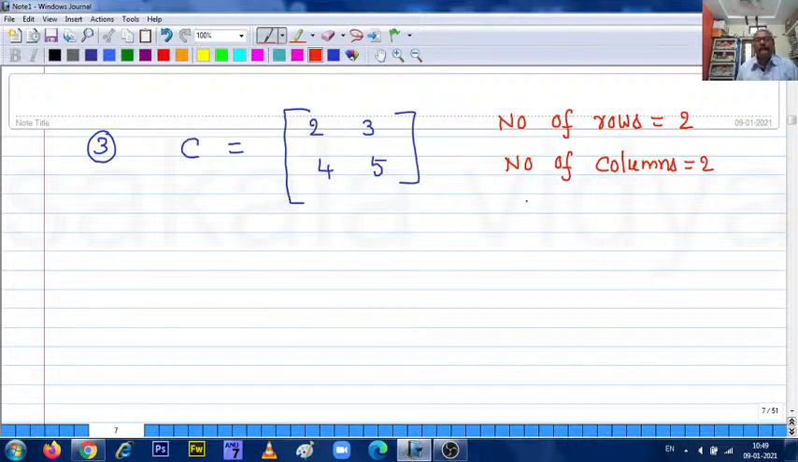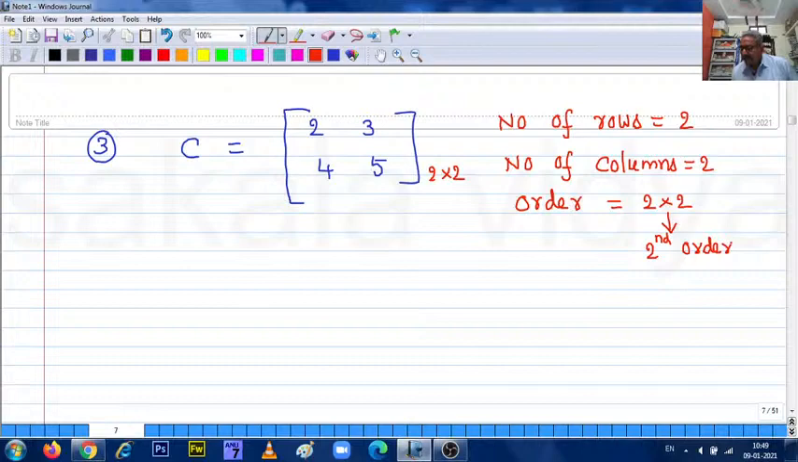I will discuss later. Next, order equals 2 by 2. This is also called second order matrix. 2 by 2 means second order matrix. Second year matrices, second year maths, that also I will deal with. This is a 2 by 2 matrix.